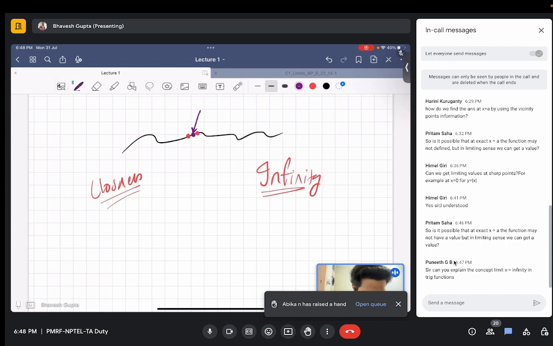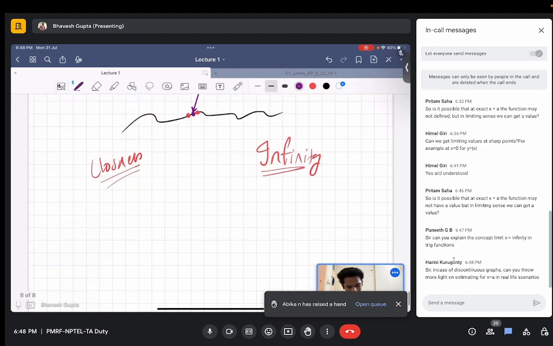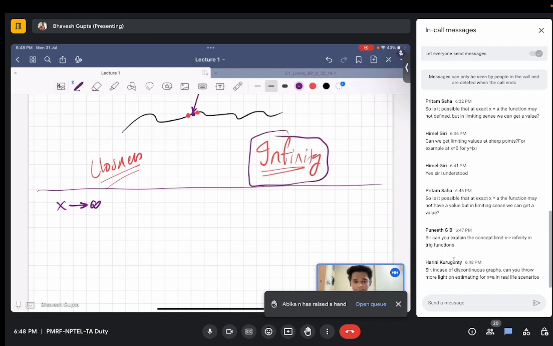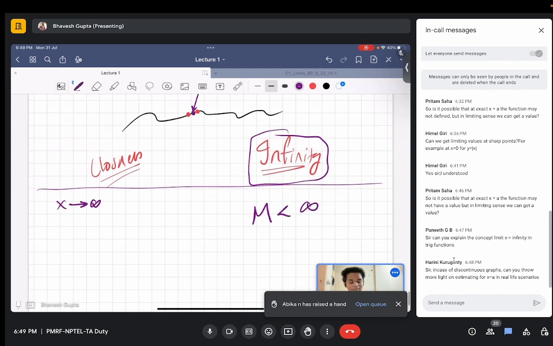So can you explain the concept of x going to infinity in the trigonometric one? Okay, the idea of x going to infinity in a trigonometric function: first you need to understand the idea of infinity. What do you mean by infinity? Whenever we have this idea called infinity in mathematics, the first picture you need to get in your head is that it's something very, very large. For example, you come up with a number in your head, let's say m. Then m is less than infinity. It's a very large number.